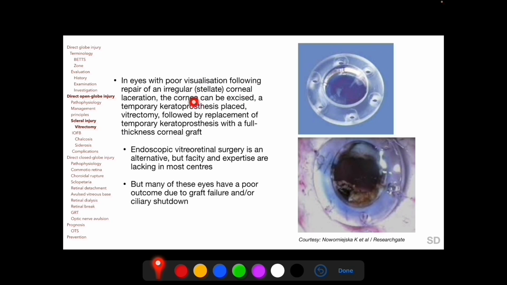The opaque cornea can be excised. A temporary keratoprosthesis, as seen here in this clinical photograph, can be positioned in place of the removed cornea. Vitrectomy is performed by visualization through this temporary keratoprosthesis, followed by replacement of the temporary keratoprosthesis with a full thickness corneal graft. The irregular iris remnants in this clinical photograph suggest a preoperative adherent leukoma.